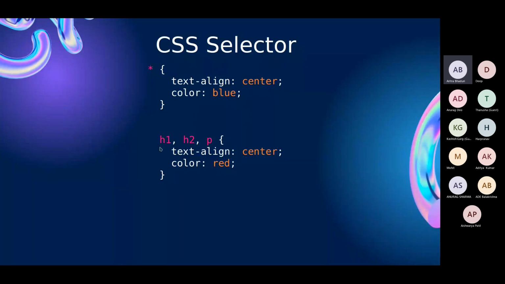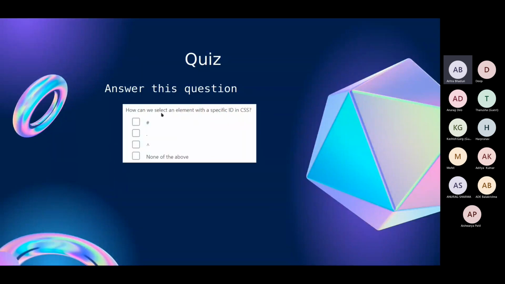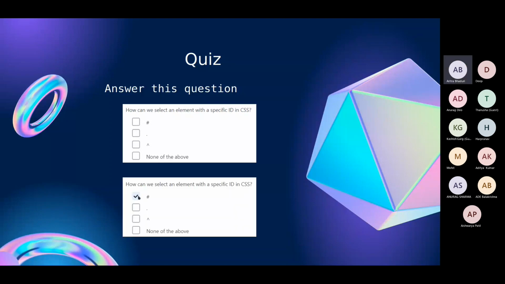And along with that, we can give the same CSS to multiple tags at once by specifying the names with commas. Moving on, there is a question: how can we select an element with a specific id in CSS? We use hash as our selector in that case. I will be showing how we can use that in a while.